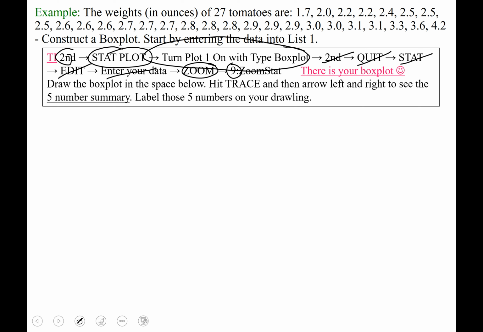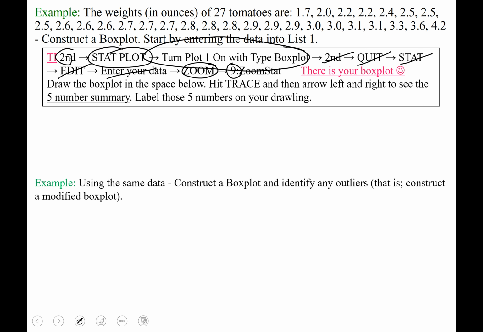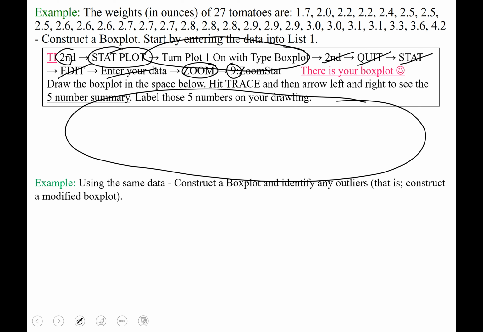And you should see on your screen your box plot starting to appear there. So all you have to do is trace that box plot into this space provided right here. Okay, just trace it. Just take it right from your screen, trace it with your finger, and I want you to label the 5 different numbers on that though. And the way you find those numbers is by hitting trace, and then you arrow to the left and or to the right, and at the very bottom of your screen it'll show you the 5 number summary.